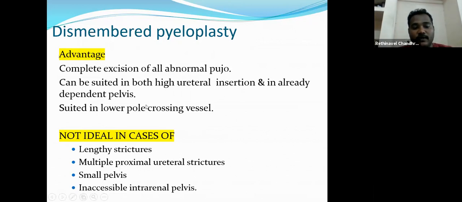In this moment, what will they do? They will separate the pelvis and the rest of the ureter, so that the obstructing crossing vessel can be transposed and sutured, so that the obstruction can be relieved. However, this dismembered pyeloplasty is not ideal.